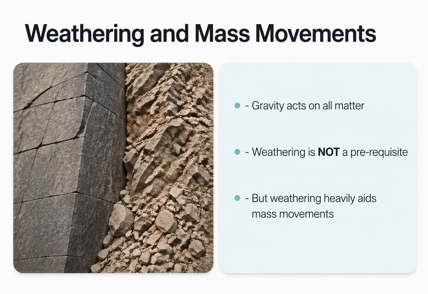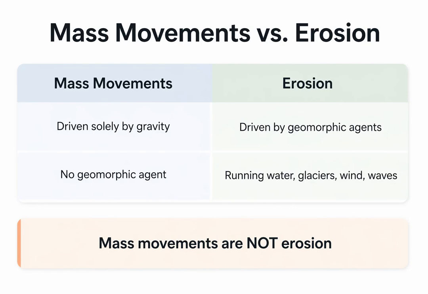It is important to clarify the relationship between weathering and mass movements. Gravity exerts its downward force on all matter, whether it is solid, pristine bedrock or the broken-down products of weathering. Therefore, weathering is not a strict prerequisite for a mass movement to occur. However, weathering severely weakens the rock, meaning mass movements are far more active and frequent over weathered slopes compared to unweathered solid materials. You might be wondering, is mass wasting just a type of erosion?